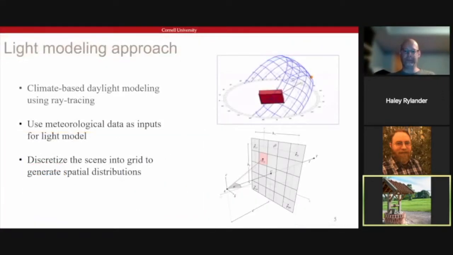The light modeling approach I used is ray tracing. It's a form of climate-based daylight modeling, which means I use meteorological data as inputs for the light model. Ray tracing is a computational technique that can simulate the lighting conditions in a space via mathematical description. Many times we are interested in generating spatial distributions of light within buildings, and so to do this, we discretize the surfaces of the building into grids, and then calculate the lighting levels at the center point of each grid.